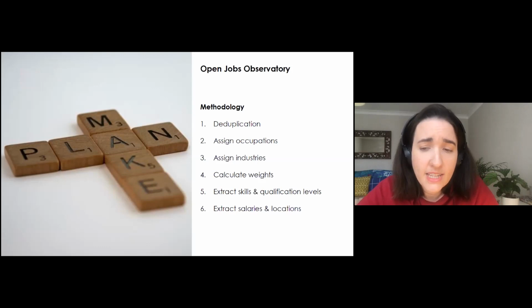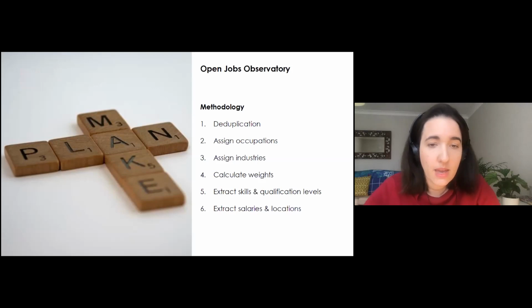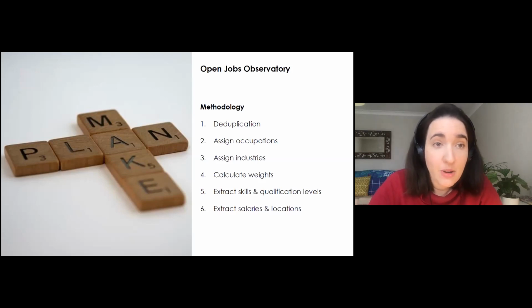And then for locations, we were just planning to be really cautious and only publish data at NUTS 1 level, but we heard from several people that LEPs would be more helpful. So we'll just have to see how we go with that. And that's the project. So that's the first project, Open Jobs Observatory.